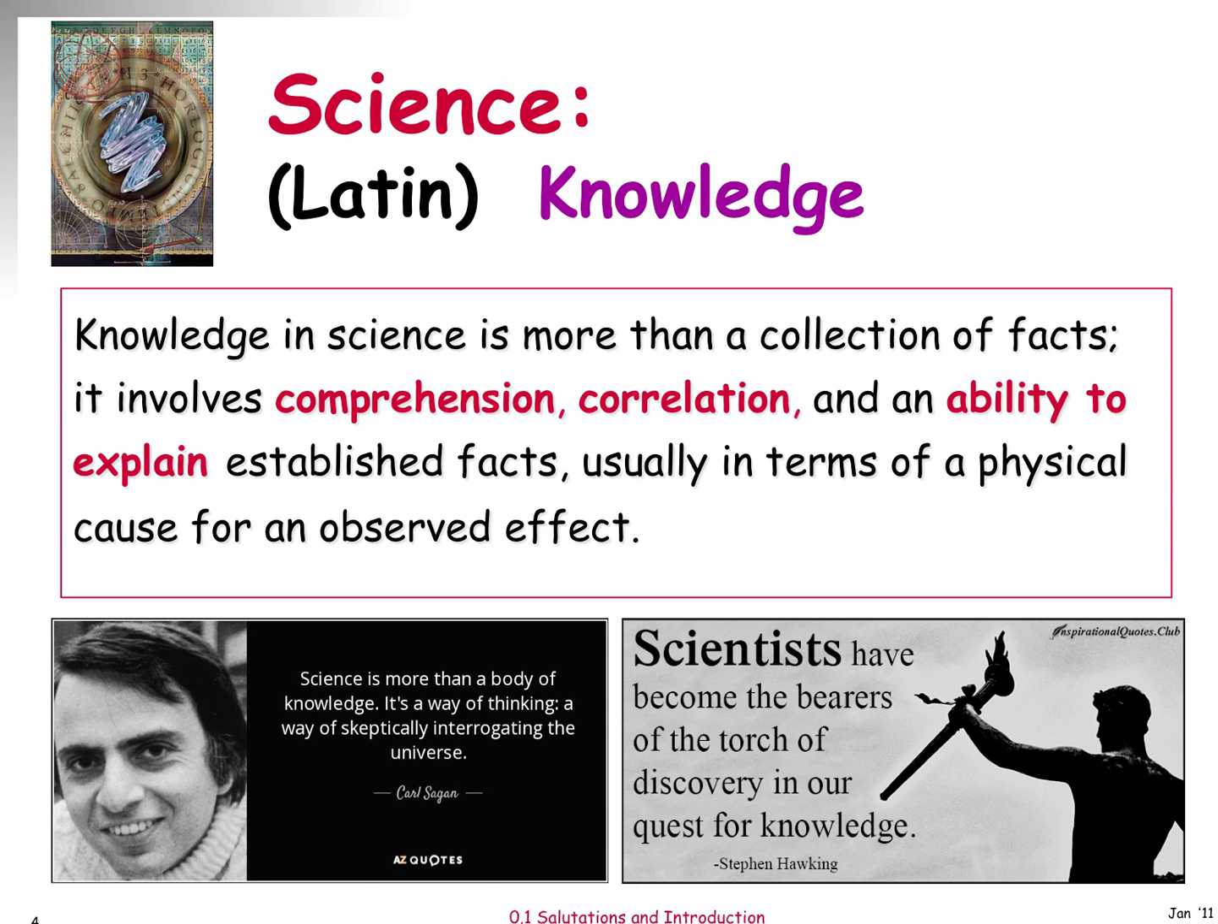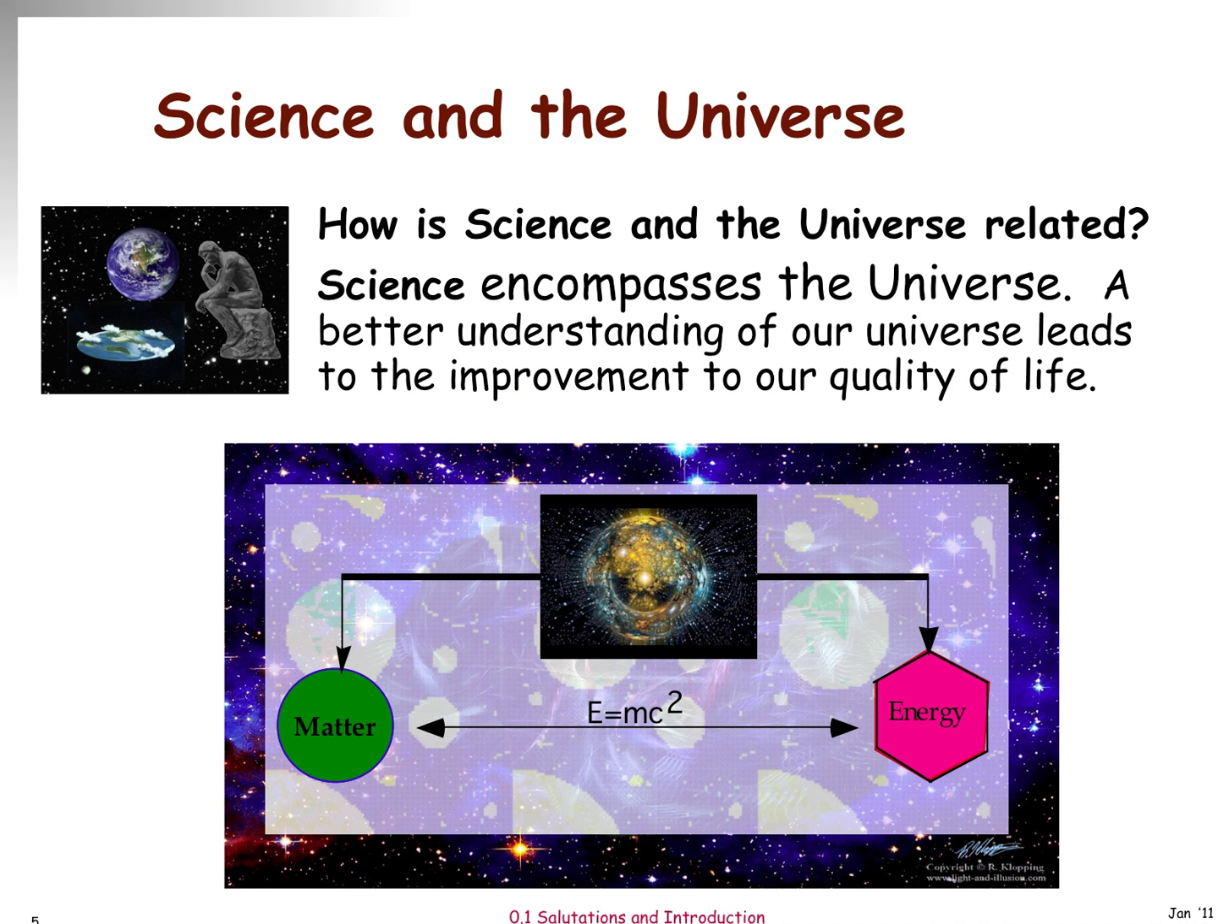Stephen Hawking said that scientists have become the bearers of the torch of discovery in our quest for knowledge. Science really is about the understanding of the universe. Science encompasses the universe. A better understanding of our universe leads to the improvement of our quality of life. And our universe, we think of it as having both form, or matter, and energy. And these two are related by Einstein's famous equation, E equals mc squared. Together, they form our physical universe.